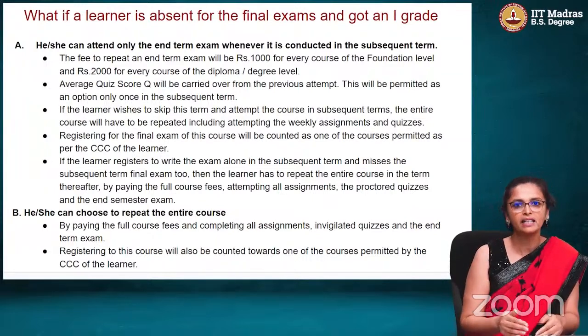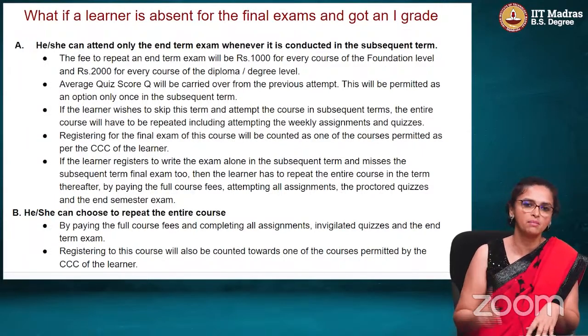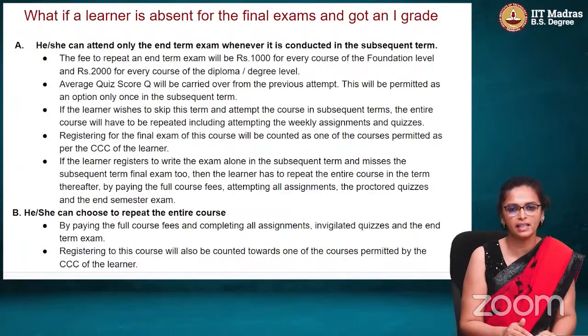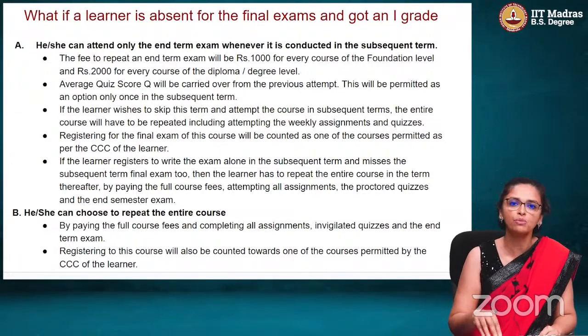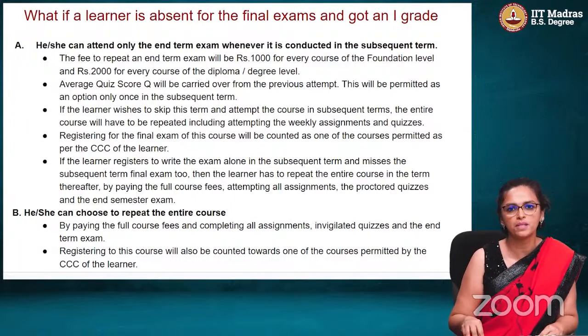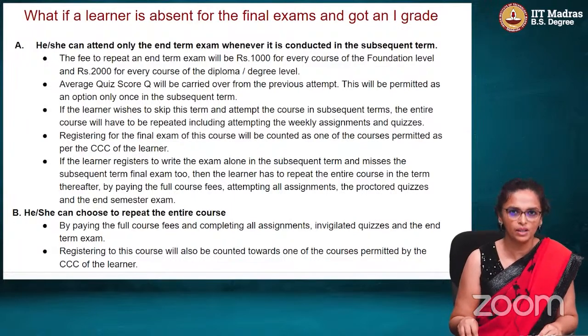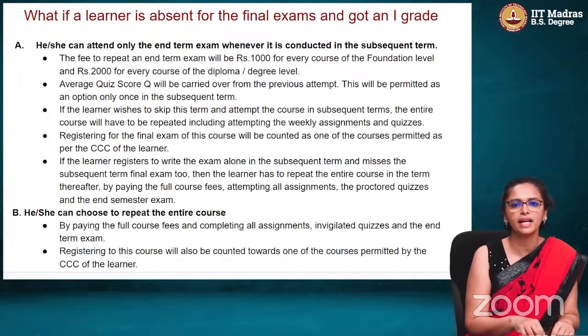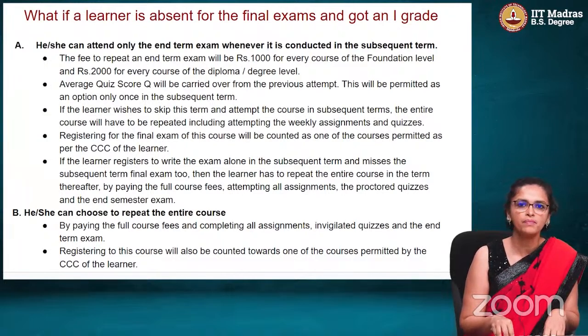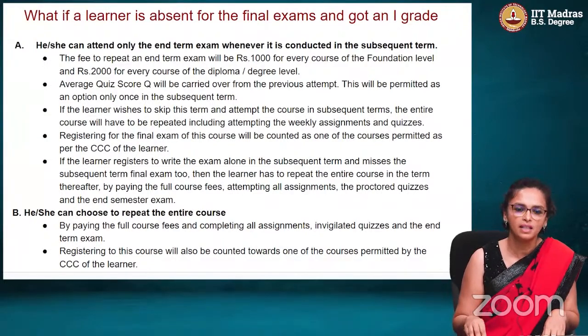So this writing the final exam to get a grade is available only in the next immediate term. If you go in the second term after, say in January I got an I grade, only in May term you can get this choice of writing the final exam alone. If you miss that and do not register, in September term thereafter you will have to repeat the entire course. You do not get the option of writing the final exam alone. Okay, the fee for writing the final exam alone in the foundation level is rupees 1,000 and at the diploma degree level is rupees 2,000.